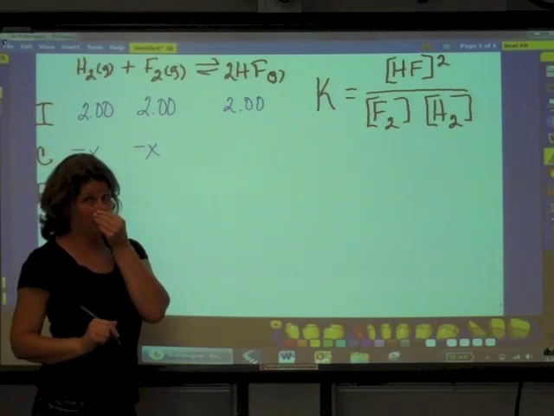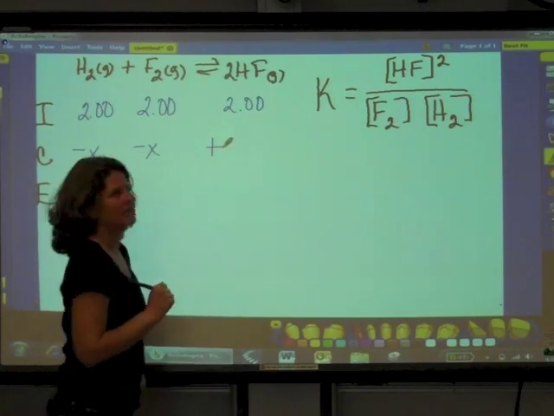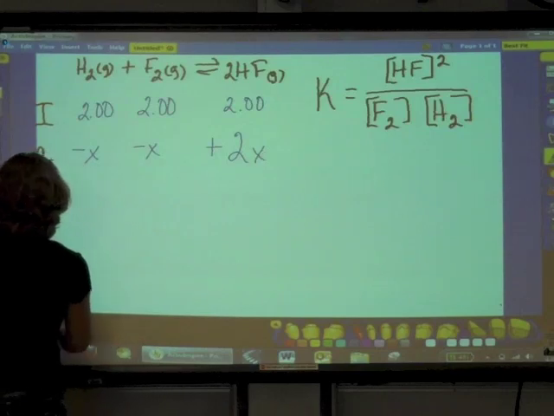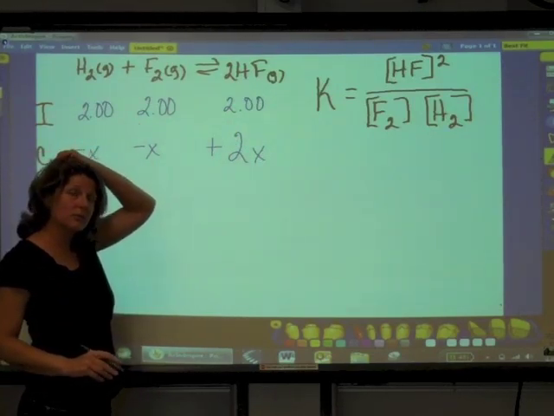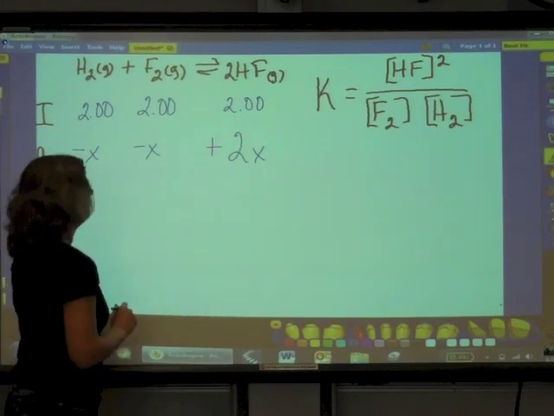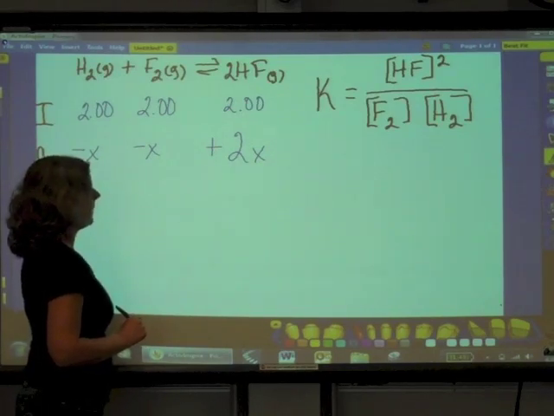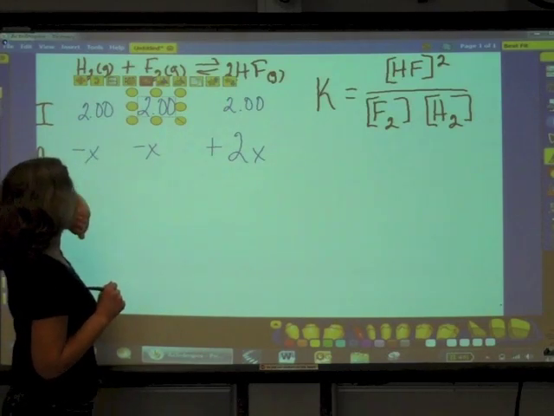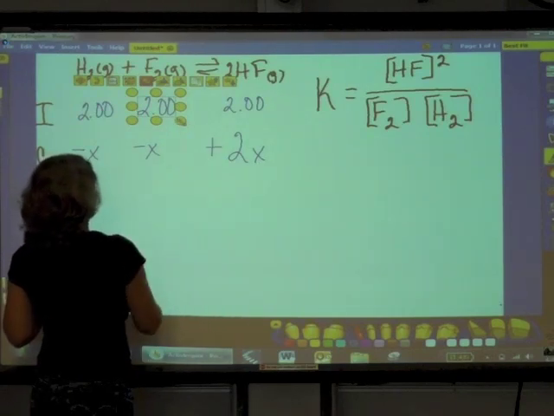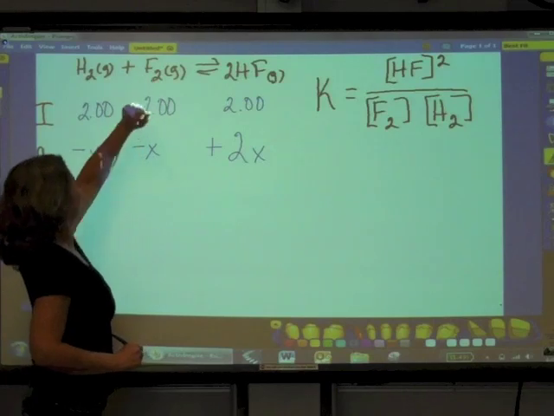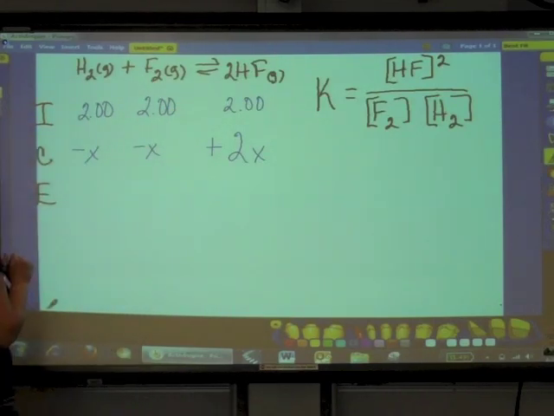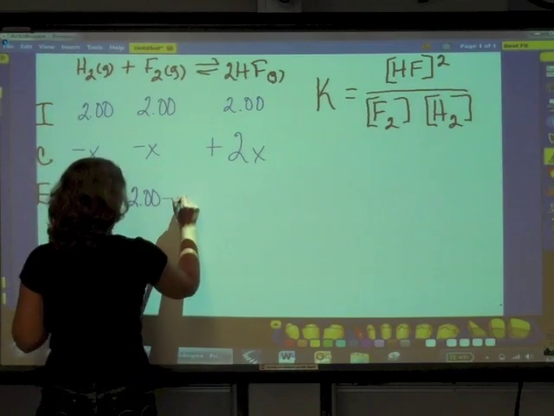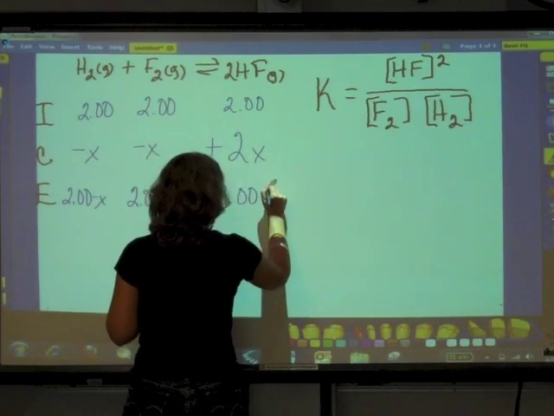And what are we going to do over here? We're going to add an amount that we're going to call 2x. Why are we adding? Because we're making product. So we're making the assumption that we're going to make more product here, and we always make that assumption. And why do I have a 2 there? Because compared to these two, we are in a 2 to 1 mole ratio. Okay, so at equilibrium then we've got 2.00 minus x, 2.00 minus x, and 2.00 plus 2x.